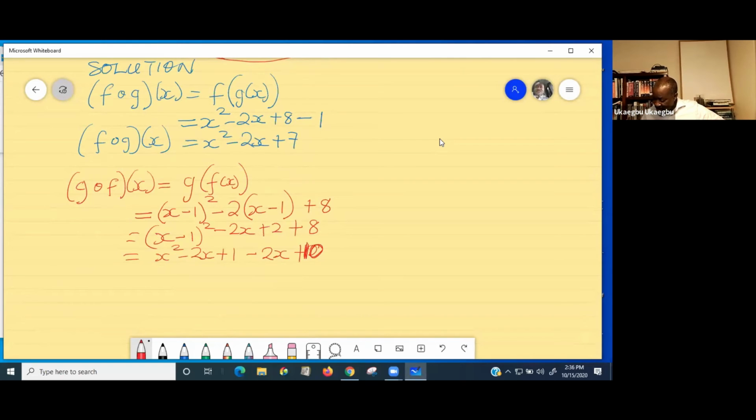Okay. And then we finish up the computation, simplification. So that should give us x squared minus 4x. Then 1 plus 10 is 11, right? Plus 11. Okay.